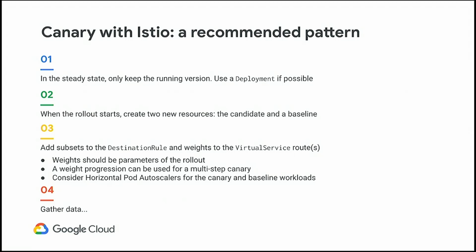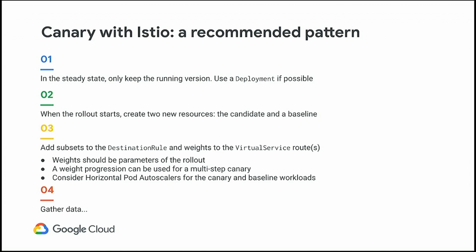All right, quick overview of the recommended pattern that we talked about here. In the steady state, you only need to keep the running version of your application using a deployment object. When you start your rollout and you want to do a Canary, you create two new resources, a candidate and a baseline. And you use the deployment config of the existing version for the baseline, and you use the deployment config of the new version for the candidate. You add subsets to your destination rule and appropriate weight distribution to your virtual service.